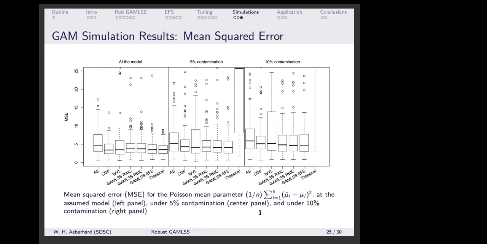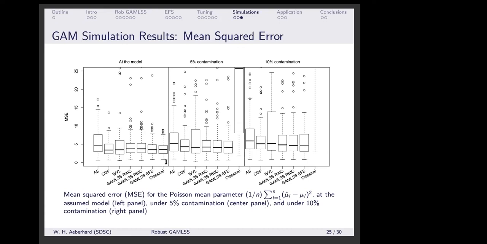I'm showing you box plots of empirical mean squared errors. Each of the boxes is taken over the 200 replications we did for each sample. And there are 3 subpanels. The one to the left is when I simulate data at the assumed model, the Poisson distribution. The panel in the middle is for 5% contamination. And the panel on the right is when I select 10% of my sample and contaminate them.